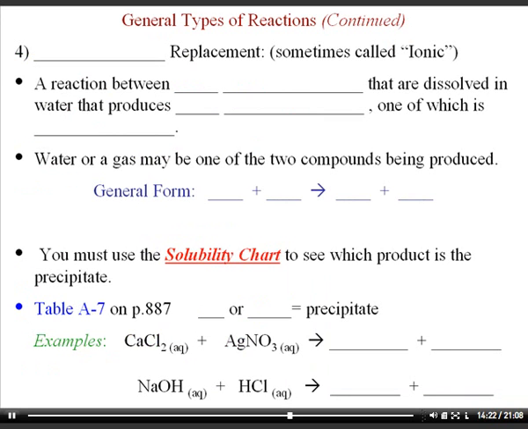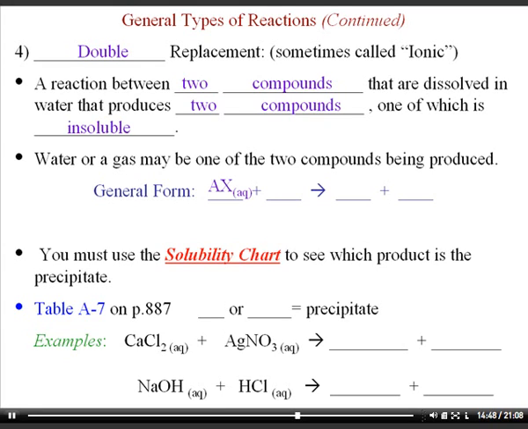On the next slide we have reaction number 4, and it's called a double replacement reaction. It's sometimes referred to as an ionic reaction, but I like to call it double replacement. It's a reaction between two compounds that are dissolved in water, and it produces two different compounds, and one of the compounds is going to be insoluble, or it could be water or a gas that doesn't dissolve in water. But one of those compounds is going to go from being aqueous to not aqueous.